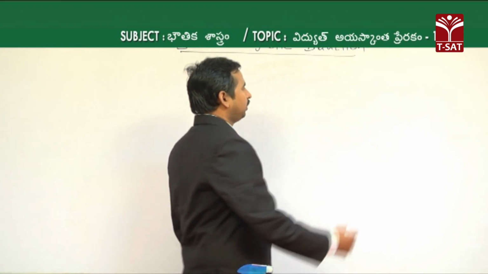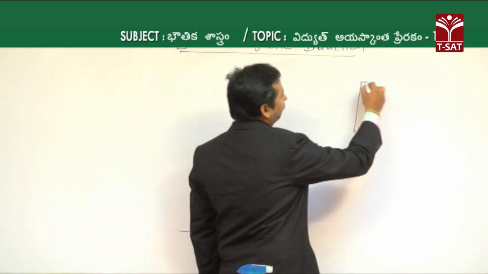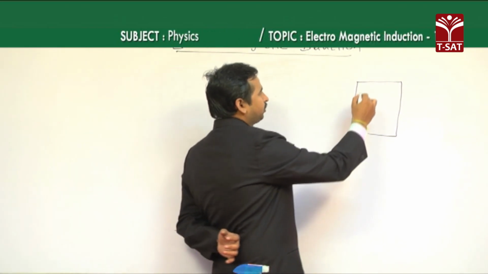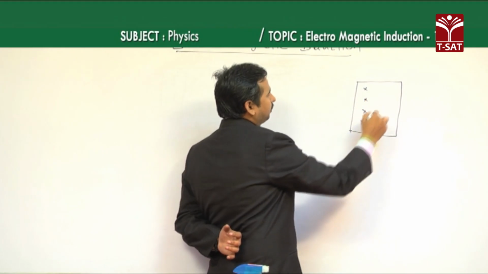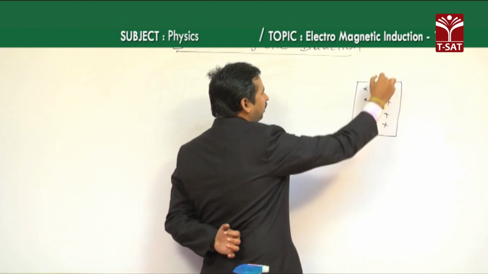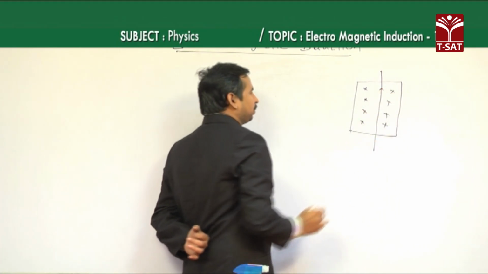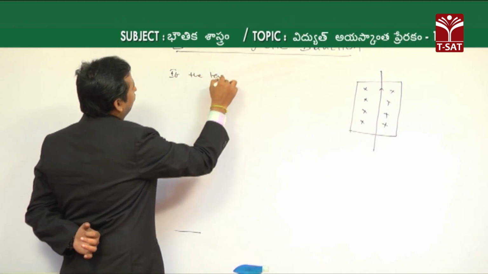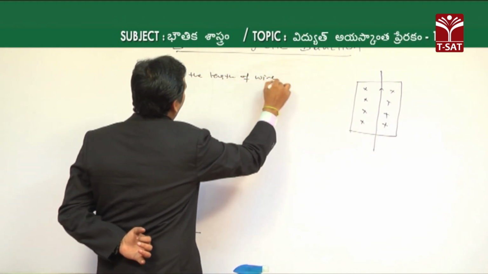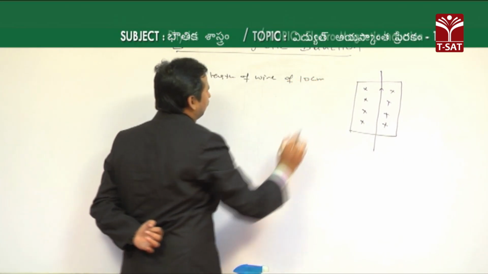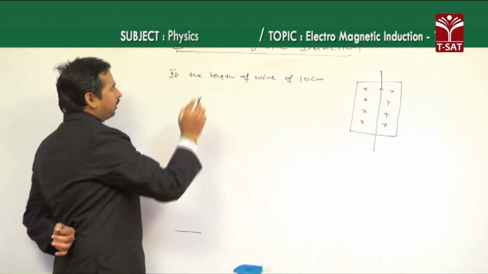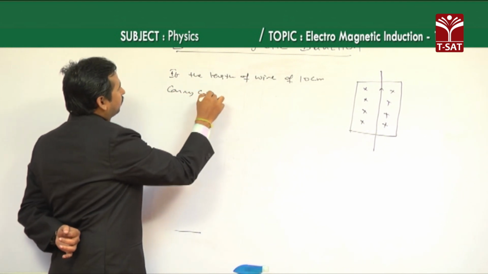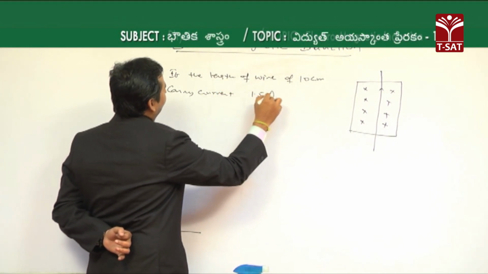Now, we are taking a numerical example, having a current carrying wire in a plane. We are taking the magnetic field into the plane, and a current carrying wire inside that. Let us suppose the length of the wire is 10 centimeters, carrying a current of, let us suppose, 1.5 amperes.